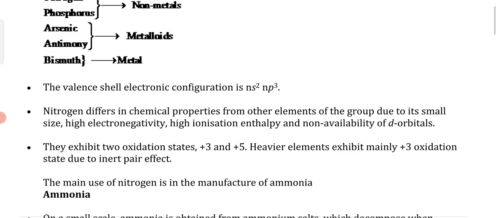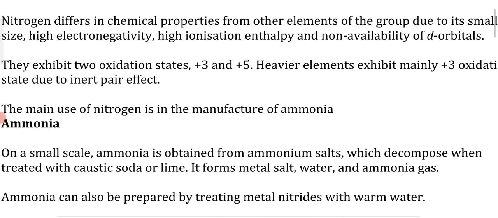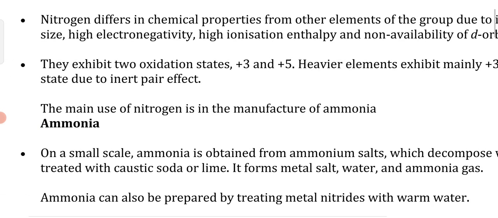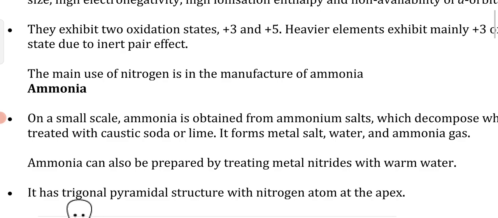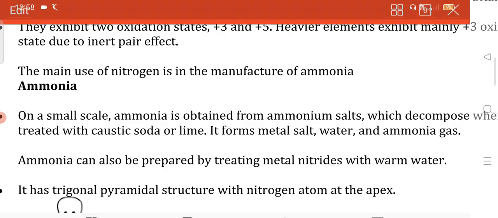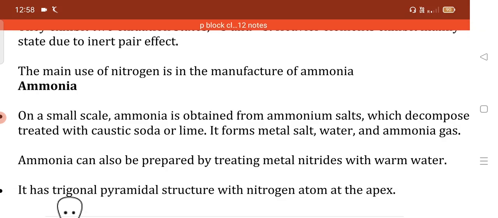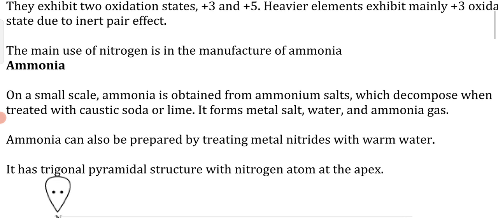Okay, so the main use of nitrogen is the manufacture of ammonia. The uses of ammonia are very large. So to produce ammonia, nitrogen is very much required, because the formula of ammonia we know is NH3. So nitrogen should be present in this particular molecule. So nitrogen is required.